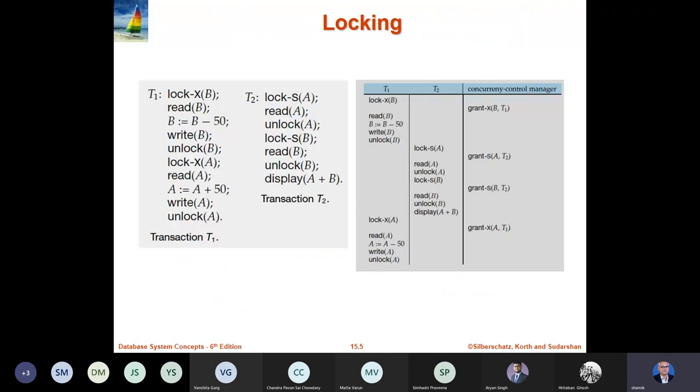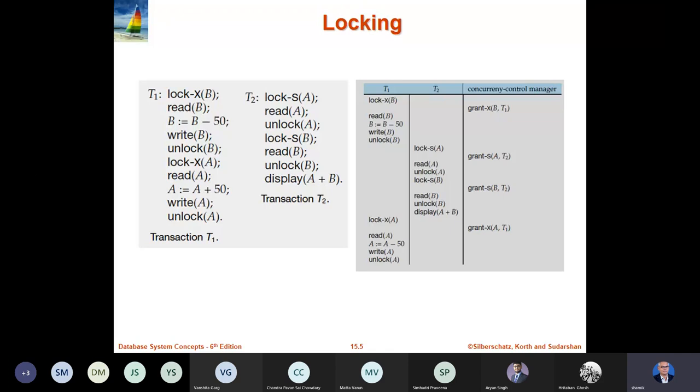So you see that it is again a simple thing: P1 is reducing B by 50 and adding 50 to A, and P2 is reading A and B and displaying it. Now say P1 is locking B in exclusive mode. When it does that lock XB, the third column shows that the concurrency control manager is granting it. So that also is shown.